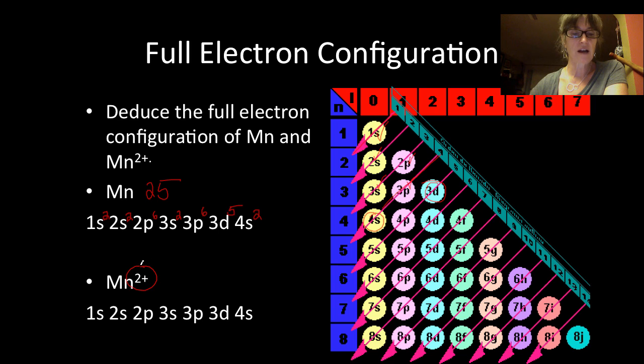Well, what about the manganese ion? Well, you remember 2 plus means that I've lost 2 electrons. So I need to lose 2 electrons. Well, we know from studying ions that those electrons are lost from the valence electrons, and valence electrons are always the electrons that are at the highest, outermost quantum level. So I know I'm going to lose the 2 electrons in the 4s. So the manganese ion is simply the same configuration as manganese, just minus 2 outer electrons. So it'll be 1s2, 2s2, 2p6, 3s2, 3p6, and then 3d5. So that's a full electron configuration.